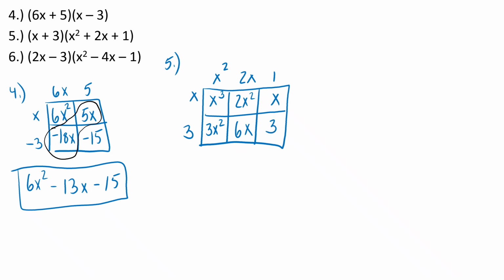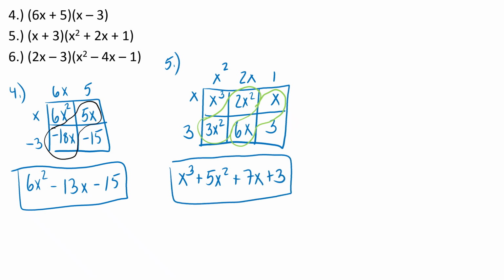And a huge advantage to using the area model is the placement of your like terms. Maybe not on the diagonals, but close to. So we've got x to the third, which does not have anything to combine with. 3x squared plus 2x squared is 5x squared, and 6x plus x gives us 7x, and then we have the plus 3. And there's our final answer.